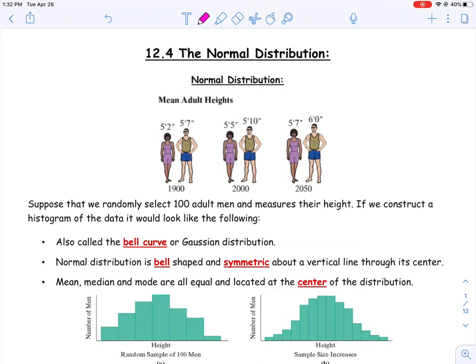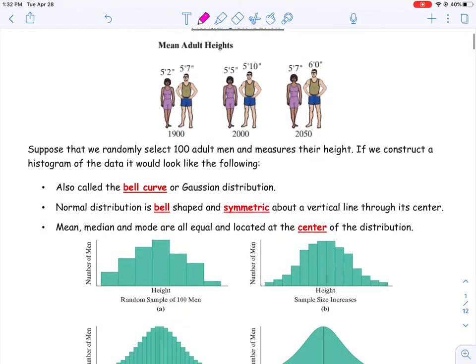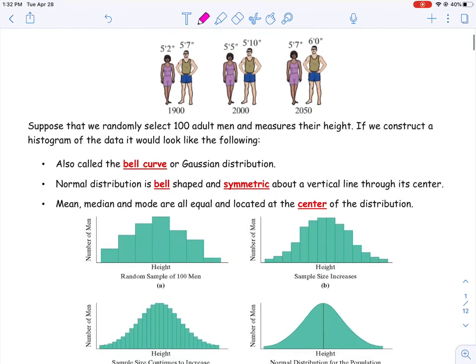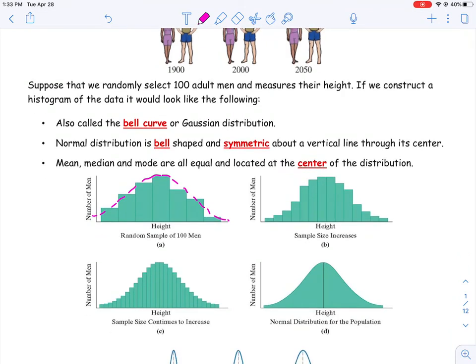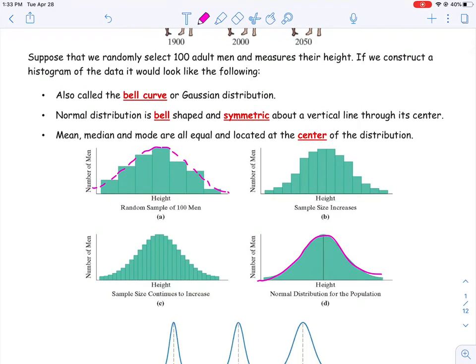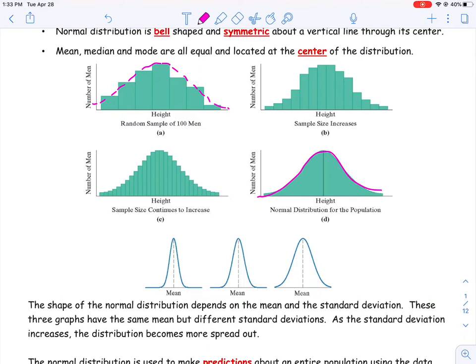Normal distribution is a bell shape and is symmetric about a vertical line through its center. And the mean, median, and mode are all equal and located at the center. And so we can randomly select and sample 100 men, figure out their heights, and we end up getting this bar graph here, and if you outline it, it looks like a bell curve. And the more men you survey, the more it smooths out and turns into this normal distribution. Okay, so again, a lot of things are normally distributed, and we can use that to make predictions and make conclusions about certain data.